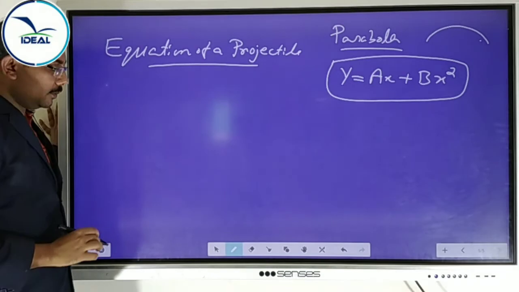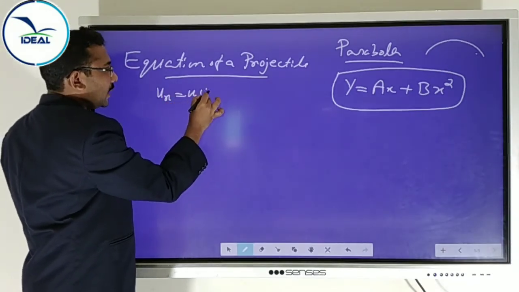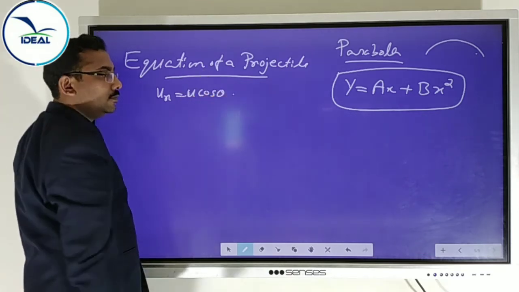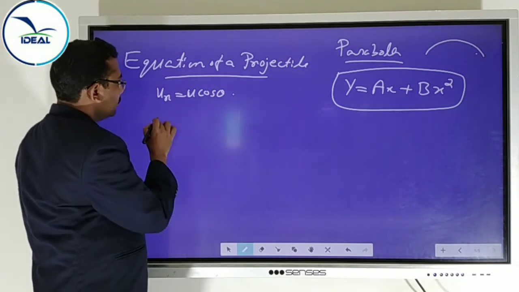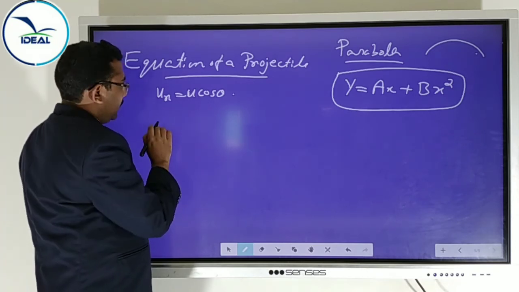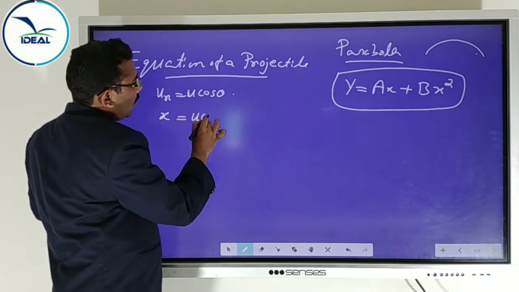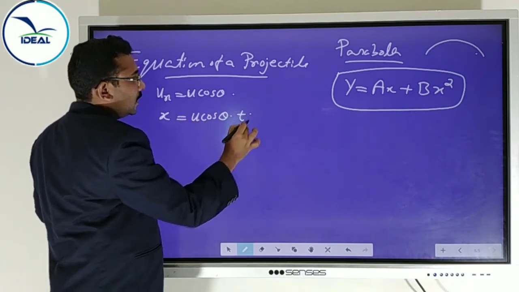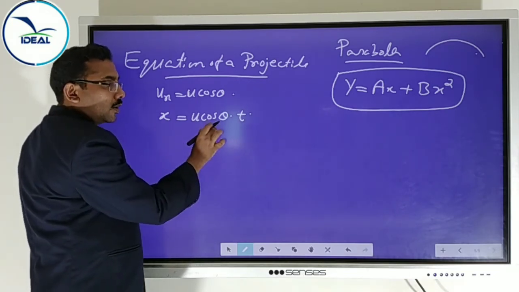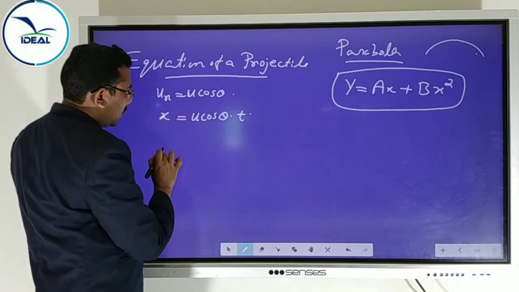Listen very carefully. We have ux equal to u cos theta. Time taken is t. Horizontal displacement x is equal to u cos theta into t because it is a uniform motion. Displacement equals velocity into time. X is equal to u cos theta into t for horizontal motion.